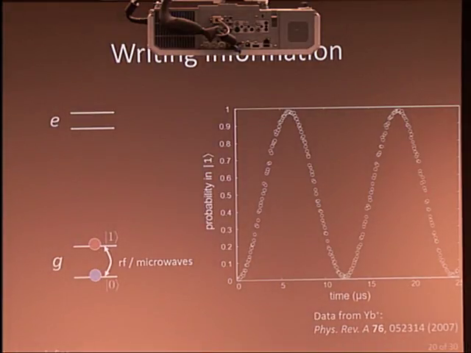The data that's shown here is not for barium. We have not yet implemented this in barium at Denison. So this is data from ytterbium. That's before I came to Denison, I worked with ytterbium. But it shows how you can rotate the atom between these two states, 0 and 1, very effectively using microwave radiation.